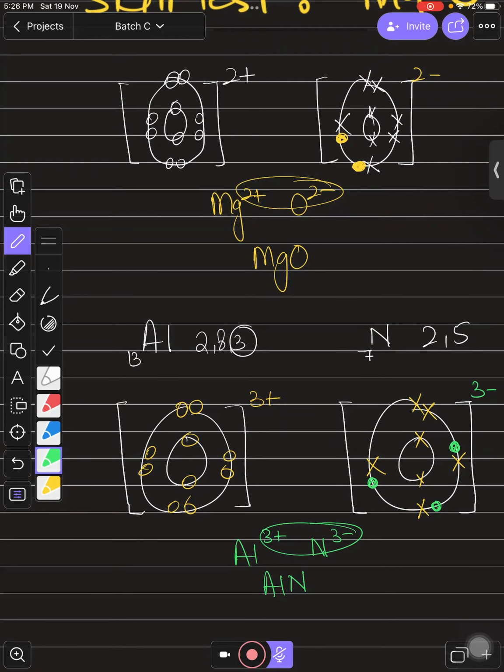Magnesium has 2 electrons in the outermost shell and oxygen has 6 electrons in the outermost shell. So magnesium will lose 2 electrons to become magnesium 2+, and oxygen will receive 2 electrons to become 2-. That's absolutely right. Here it's 2 plus and 2 minus. Okay, fine.